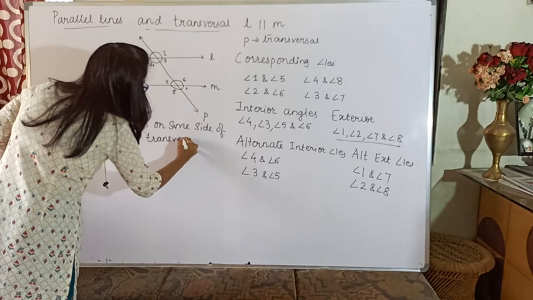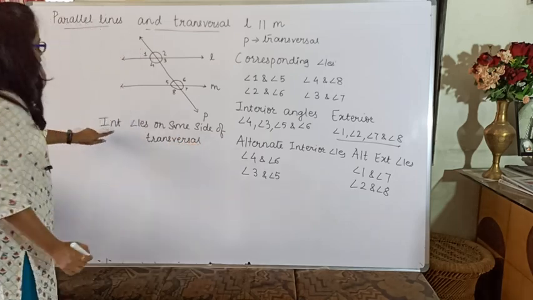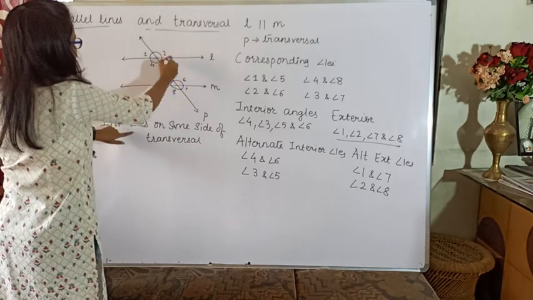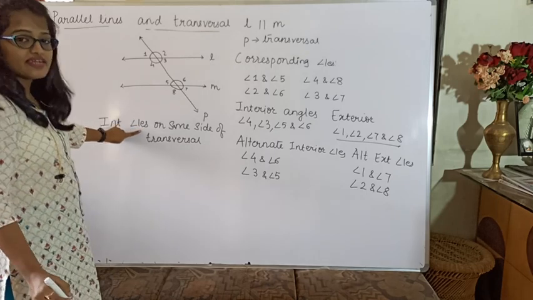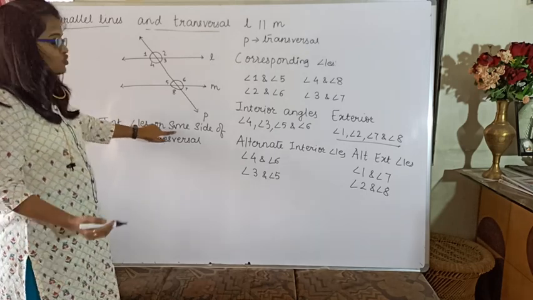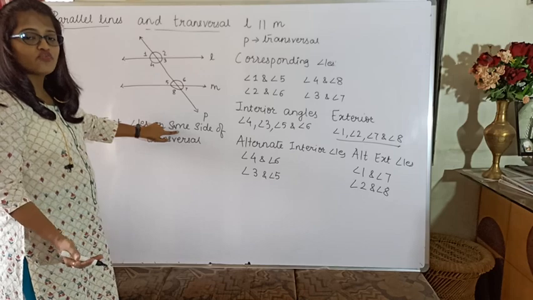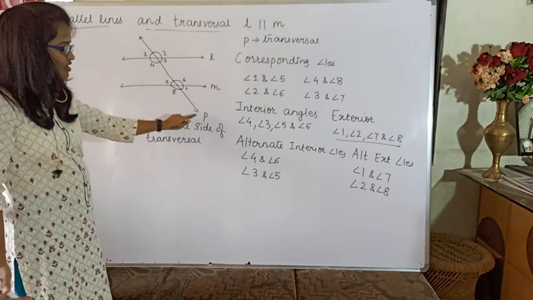As I have already told, just go by the name. Now interior angles, I already have 4 interior angles, fine. But which interior angles do I have to consider? The interior angles which are on the same side. Same side of what? Of a transversal. Now this is your transversal.